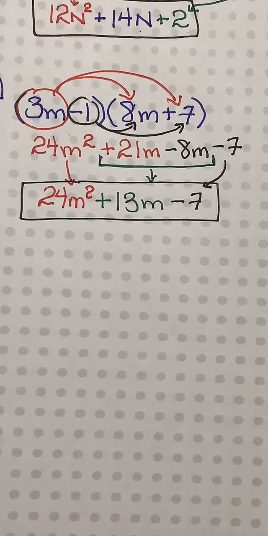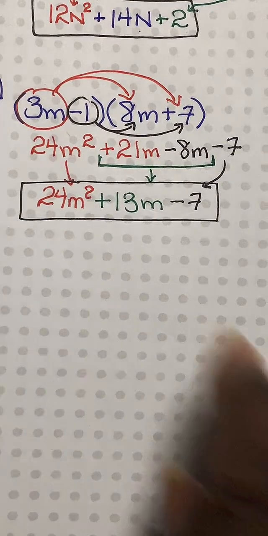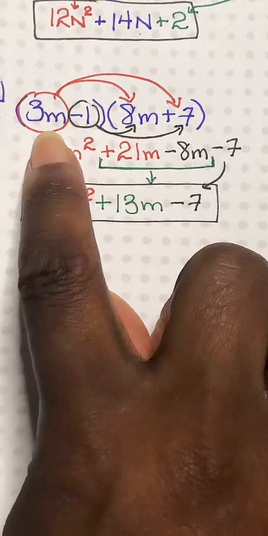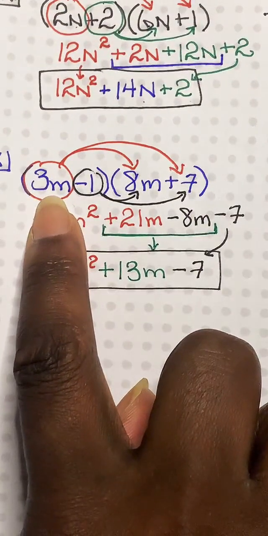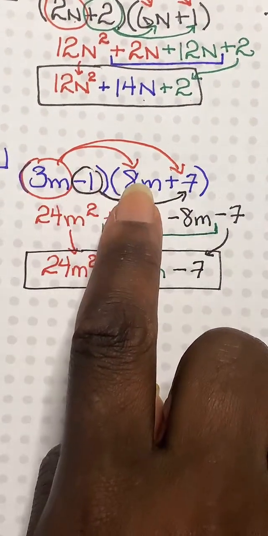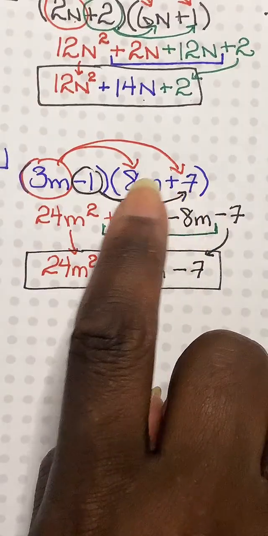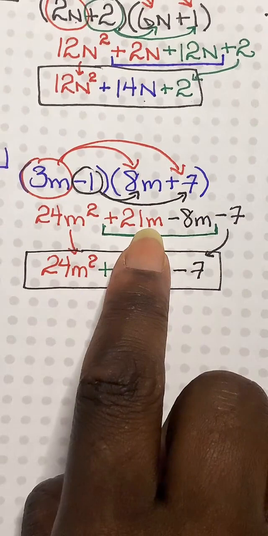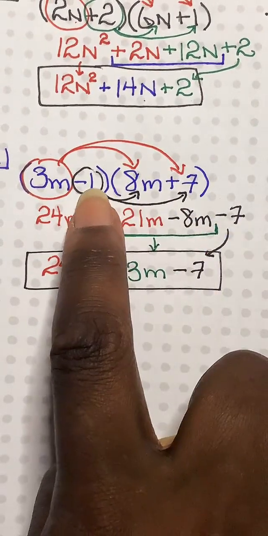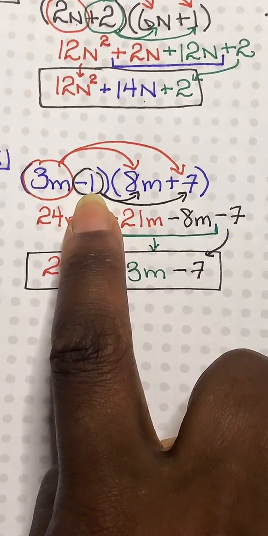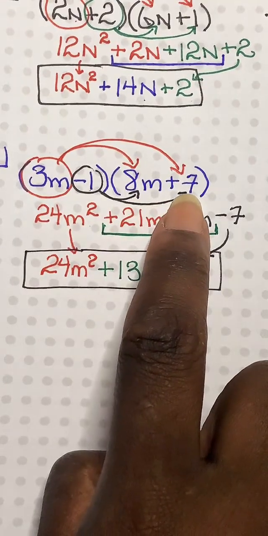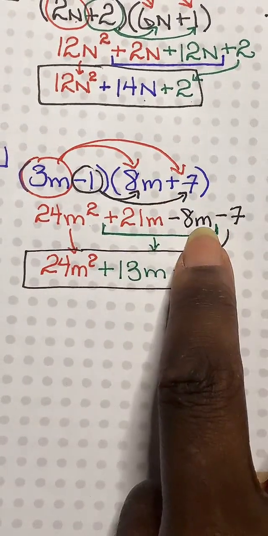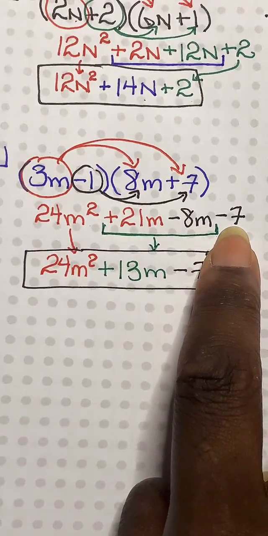What about the 3m minus 1? How did you get the answer? We distribute it. We took that first term in the first parenthesis and multiplied it to everything in that second parenthesis. That's what we got, that's in red. What's in black is us taking that -1 and multiplying it to everything in that second parenthesis. That's how we got everything in black.